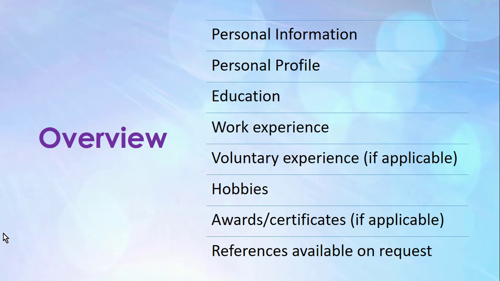So firstly, an overview. These are the different sections that you'll need to include in your CV. Start off with personal information, then include a personal profile, education, work experience, voluntary experience if this is applicable, then on to hobbies, awards or certificates if these are applicable, and finally references available upon request. And I'm going to go through each of these sections in turn.